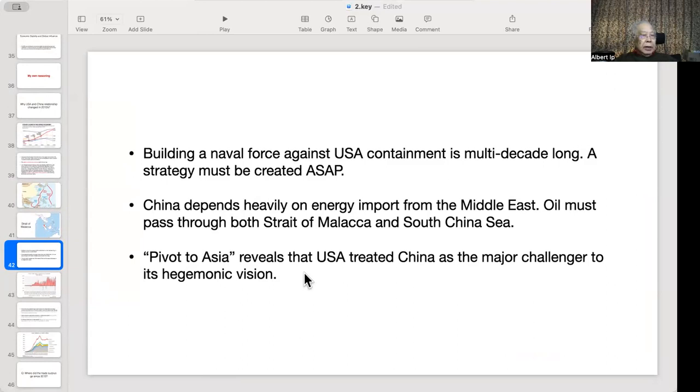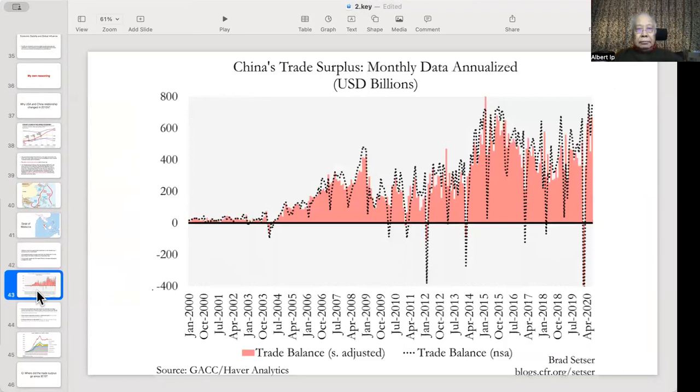As I have explained, the pivot to Asia reveals to China that the USA treated it as the major challenger. So that is part of the background. Now look at another data, China's trade surplus. This trade surplus only goes up to April 2020, basically the first quarter of 2020.